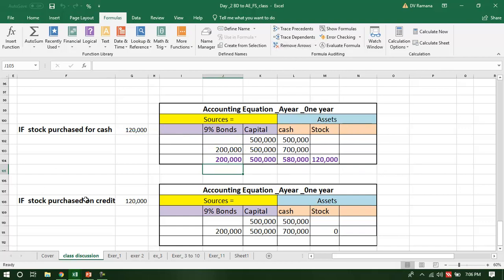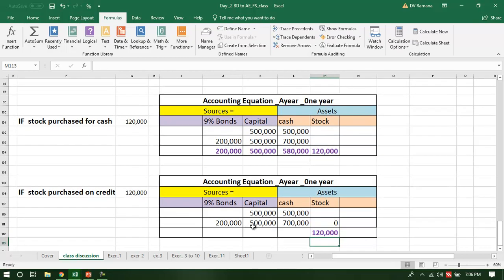But if the goods are purchased on credit, once again we buy the stock. Stock is an asset because it has the ability to generate cash flows in future. But cash will not reduce. Despite the cash not reducing, we have to record it because of the accrual principle.